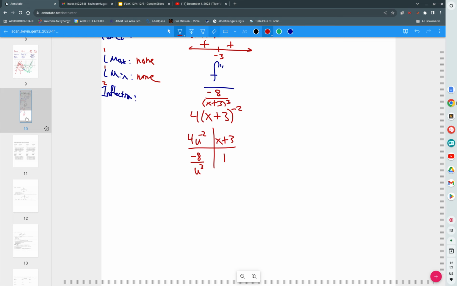I'm going to set up my number line test in this scenario to be able to determine where it's positive and where it's negative. Is the top ever equal to 0? No. Is the bottom? Yes, again at negative 3.